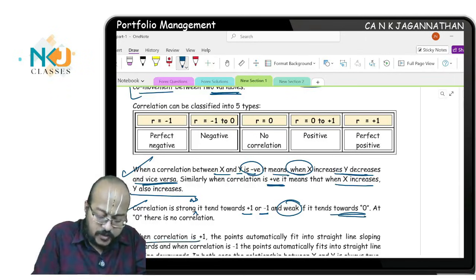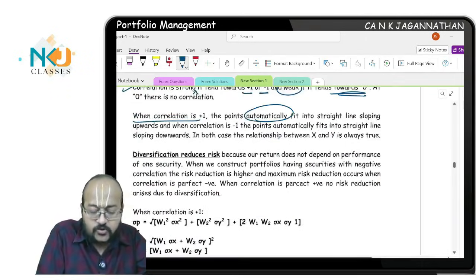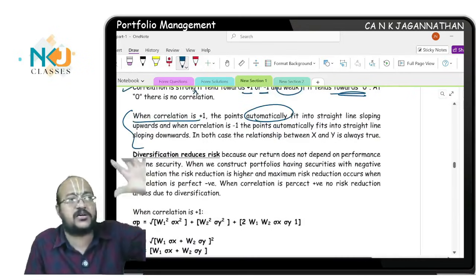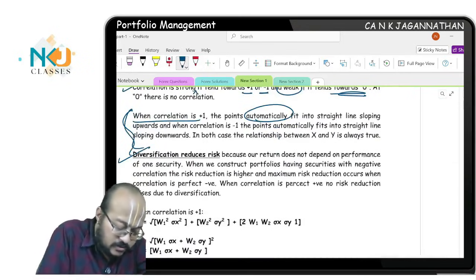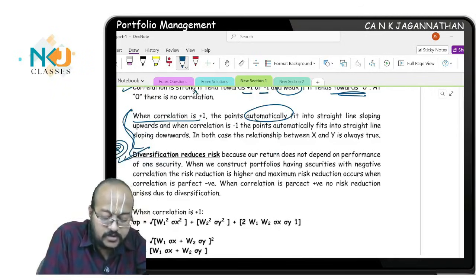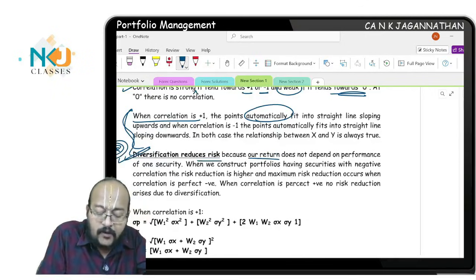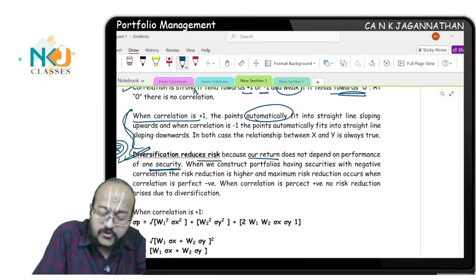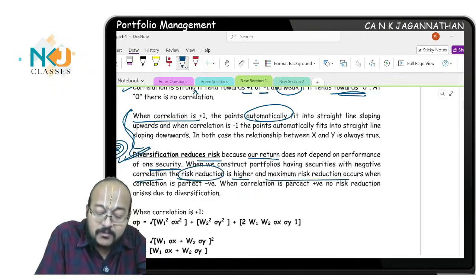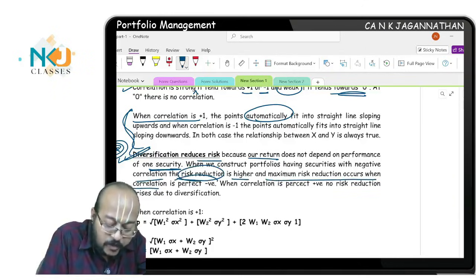When correlation is +1, the points automatically fit into a straight line sloping upward. This is not required; the chart we show for these things is not relevant. Diversification is very, very important for understanding purposes. Diversification reduces risk because our return does not depend on the performance of one security. When we construct portfolios having securities with negative correlation, the risk reduction is higher, and maximum risk reduction occurs when the correlation is perfectly negative.